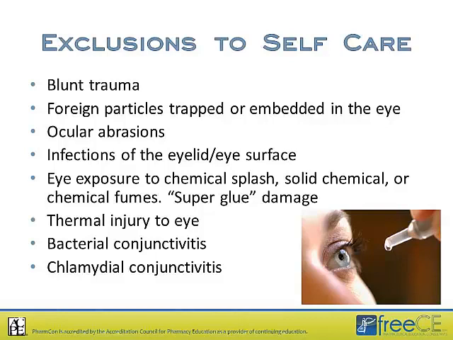So the question might be, what's superglue damage? Well, superglue damage can happen because it's a very small container that sometimes can be confused for an ophthalmic ointment. More commonly, though, what happens is when a person's trying to twist that cap off the superglue container, it squirts into their eyes. That is indeed an ocular emergency.